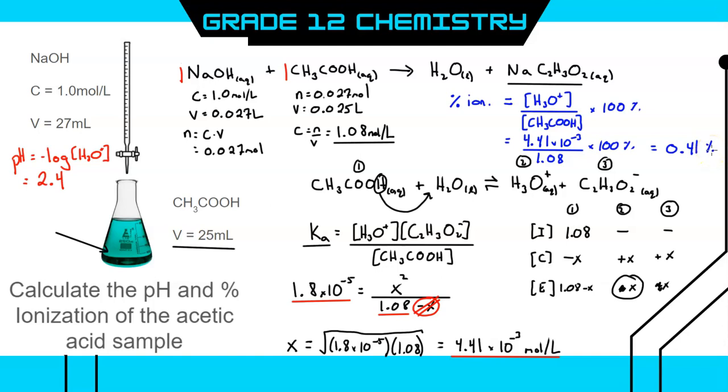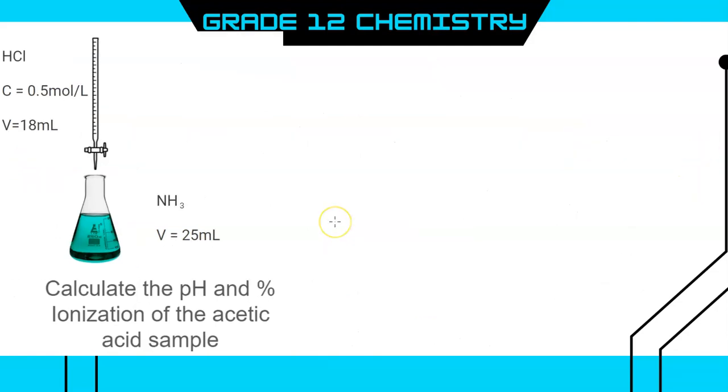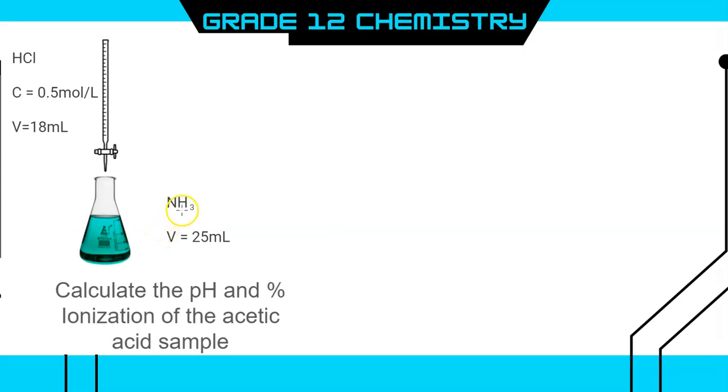And that is our titration of a weak acid with a strong base. Moving on to our second example, this is the opposite example. In this case, we're going to titrate a weak base with a strong acid. Our weak base is going to be ammonia, and we have 25 milliliters of it. We're going to titrate it with our strong acid, hydrochloric acid, at a concentration of 0.5 moles per liter. And we end up titrating 18 milliliters until we reach our equivalence point.